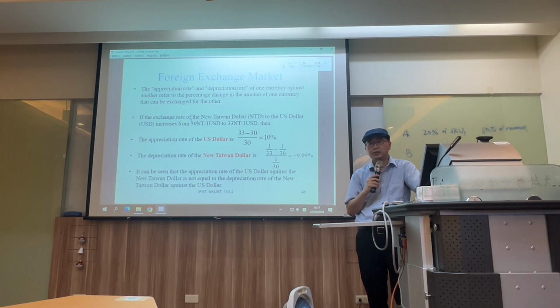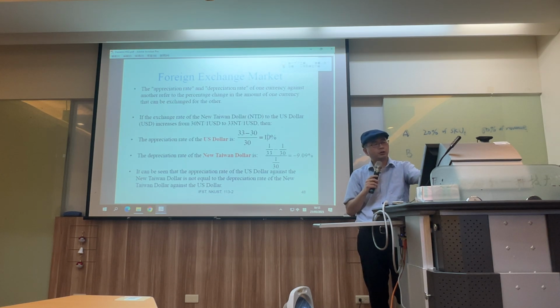And then the denominator is the US dollar, whereas the numerator is the New Taiwan dollar, right? So if you want to know the percentage change for the USD, then we just have to take 33 minus 30 divided by 30, and we will get 10%, right? So it just means it's a 10% appreciation for the US dollar, okay?